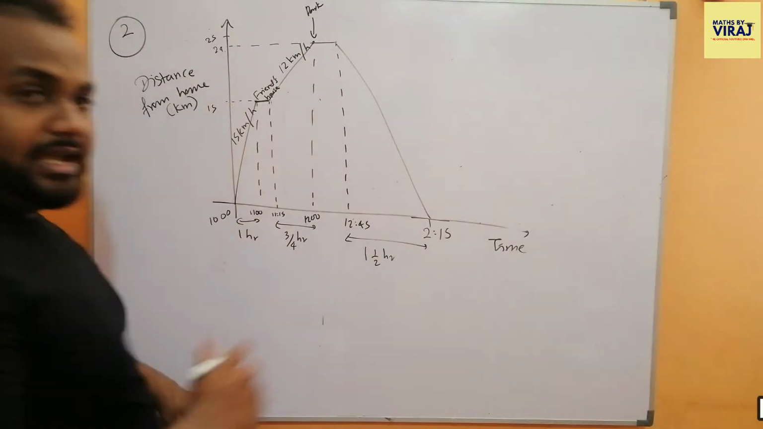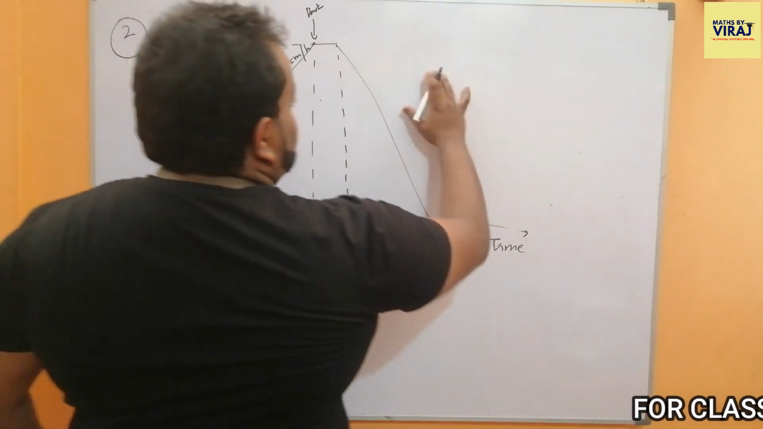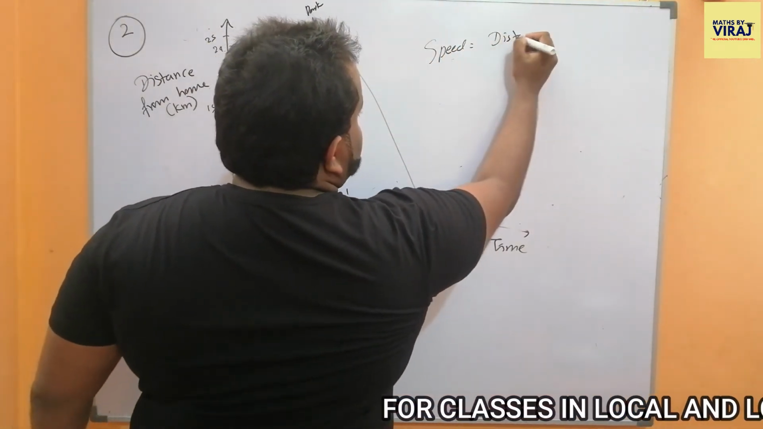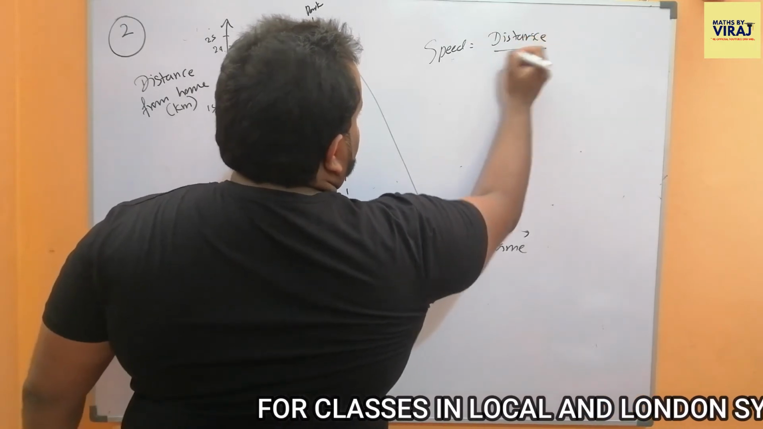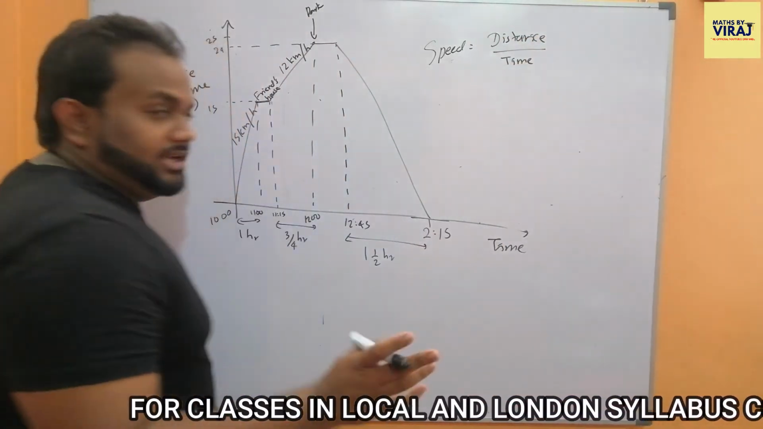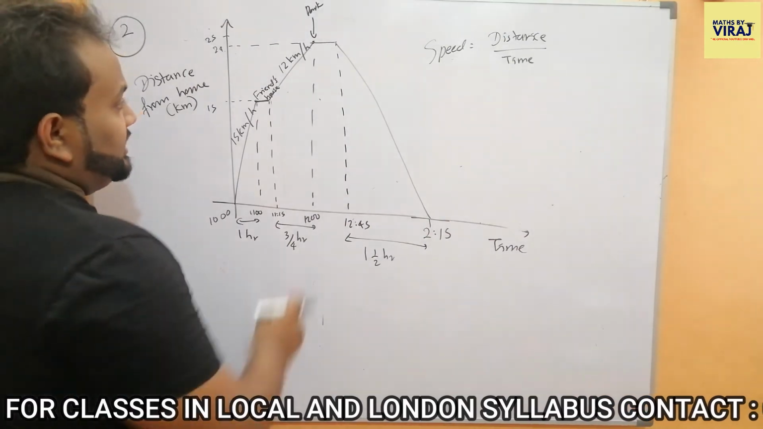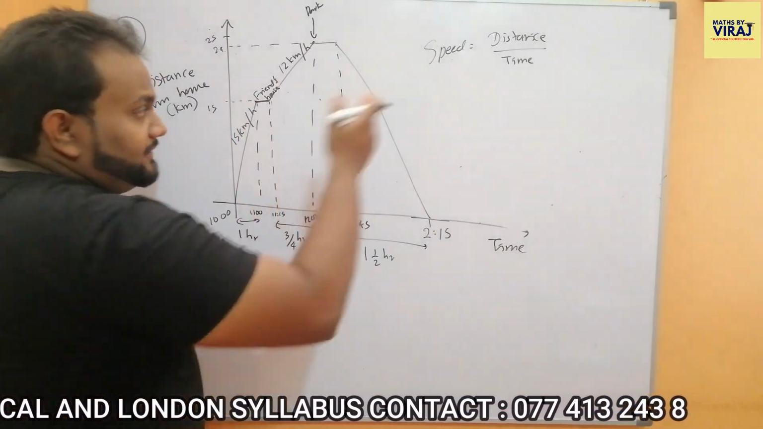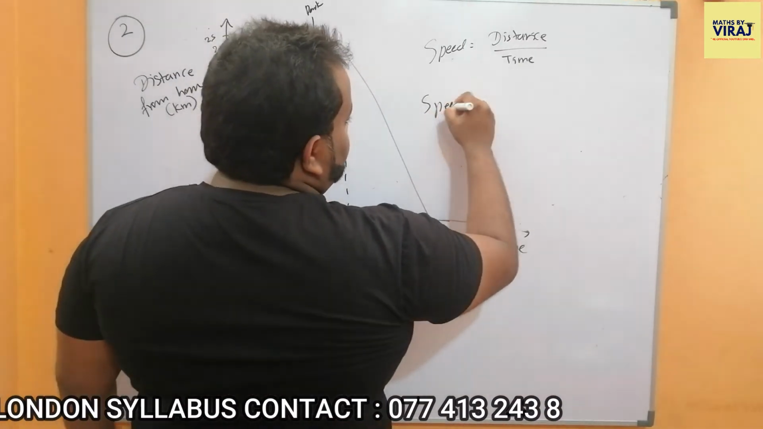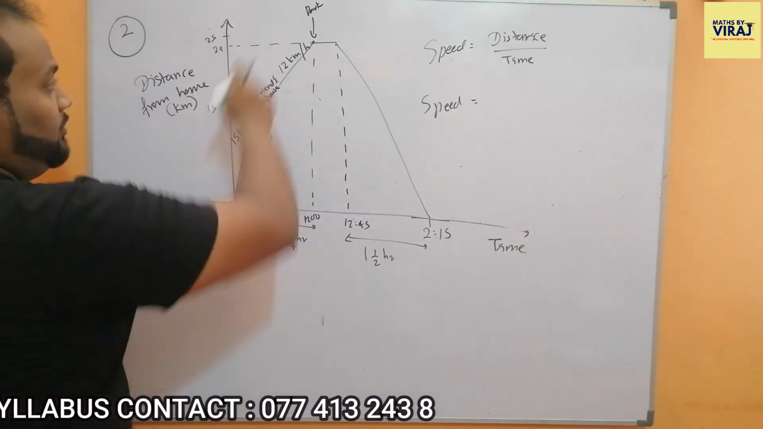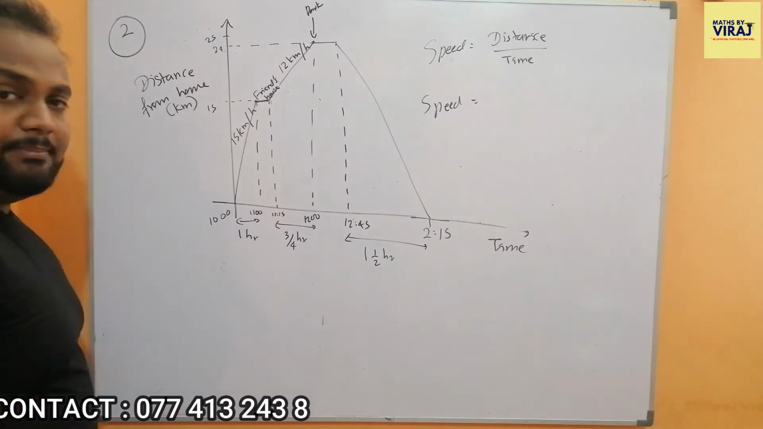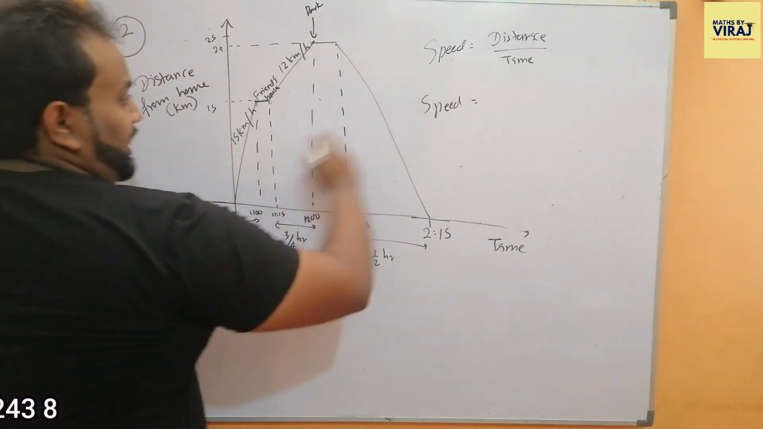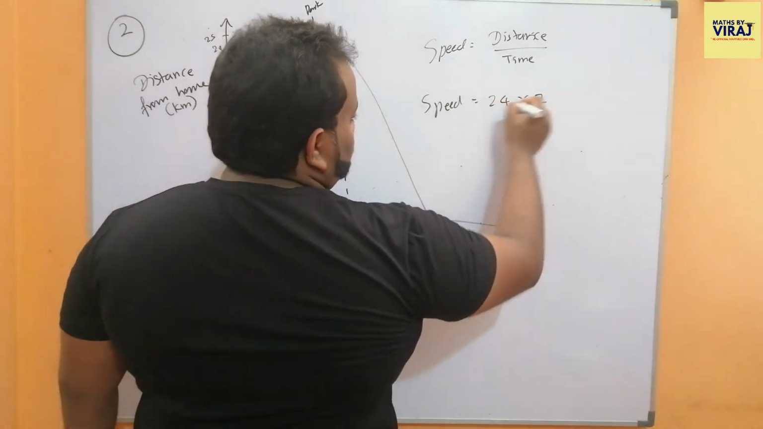Now, children, again we can use our equation. Speed is equal to distance over time. Here, children, what you should know is that we are to find the average speed. Therefore, we consider the total distance from the home to the park and from the park back to her home. Therefore, the distance is 24 into 2.